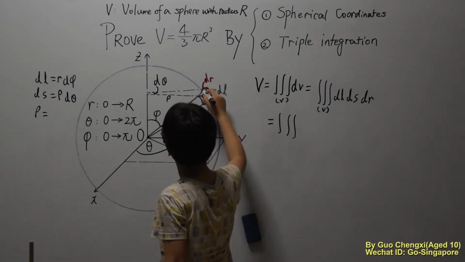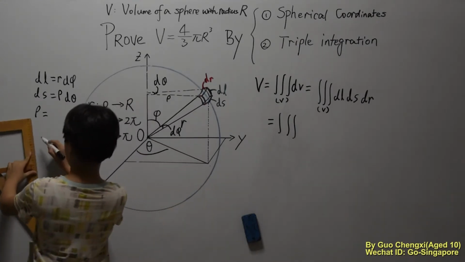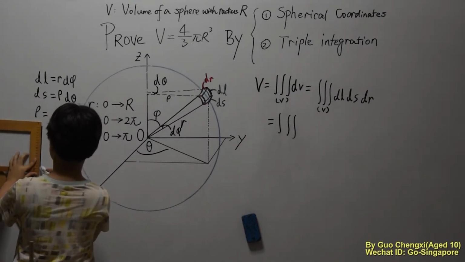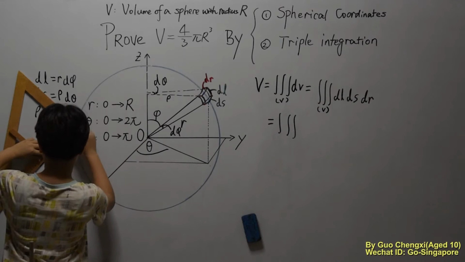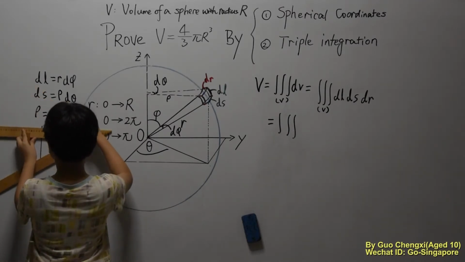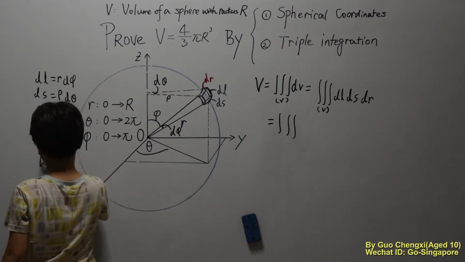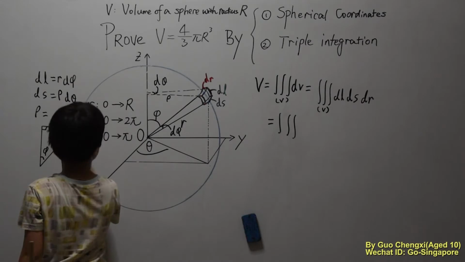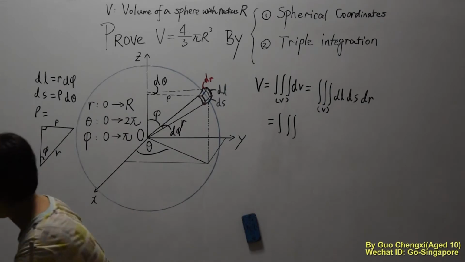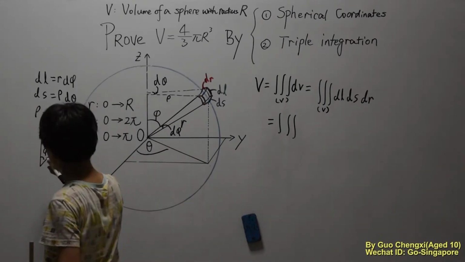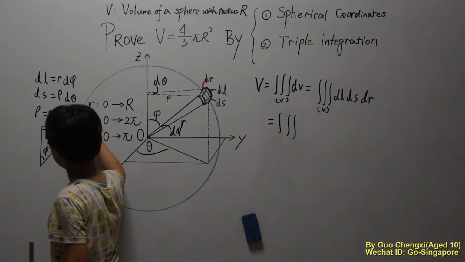So rho is equal to, for this part, if you can imagine it over here, there's actually a triangle, a right angle triangle. Like this, and then this angle is phi, this part is R, and this part is rho. So over here, rho will equal R sine phi.